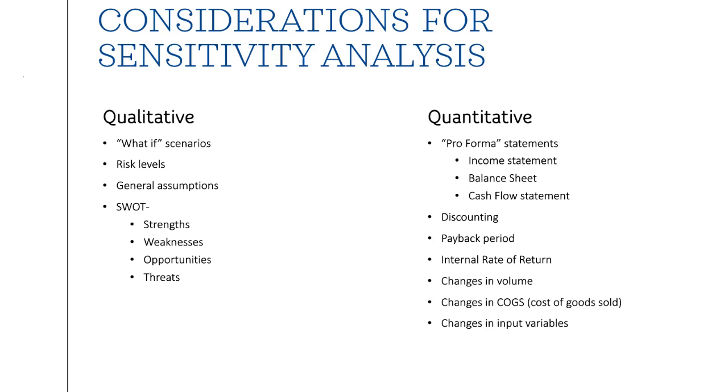On the quantitative side, we have several important factors that give us information. The pro forma statements are what ultimately show us a forecast into the future. This occurs mostly in the form of the income statement and the cash flow statement. The balance sheet is rarely used for this. Discounting, payback period, internal rate of return, changes in volume, changes in cost of goods sold, and changes in input variables all need to be considered when using the pro forma statements. They are what drive the decisions and allow us to forecast properly.